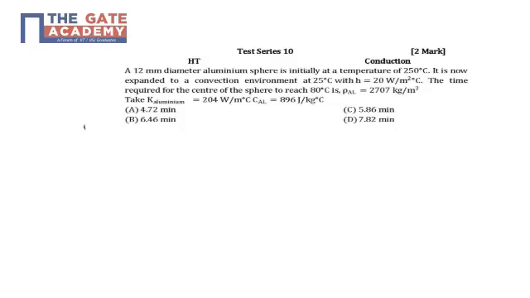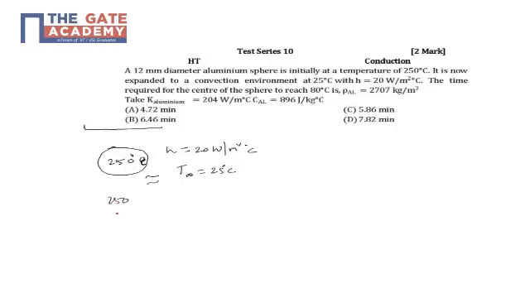Let's discuss a question from heat transfer. We are given an aluminum sphere at a hot condition of 250 degrees Celsius. Now it is quenched. It is kept in an environment where h is 20 watt per meter square degrees Celsius and the ambient temperature is 25. The sink temperature is 25 degrees Celsius. So obviously it will start cooling, and we have to find out how much time it takes to go from 250 to 80 degrees Celsius.